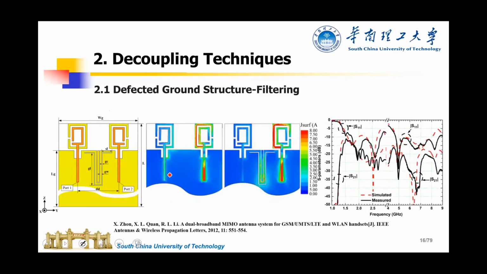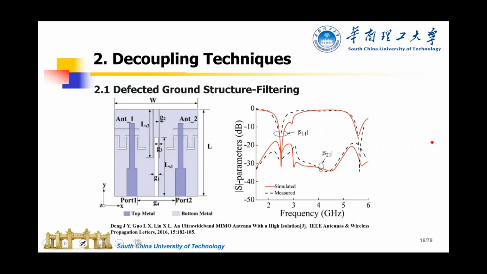In this work we have two slots in the antenna, so we can get two-band isolation improvement like this. This work also uses two kinds of DGS or slots. This first one is for lower frequency decoupling, and here there are two narrow slots, just to improve the high band isolation.